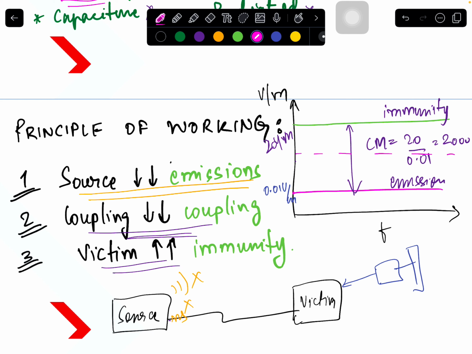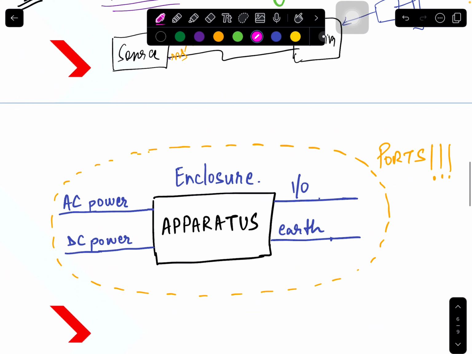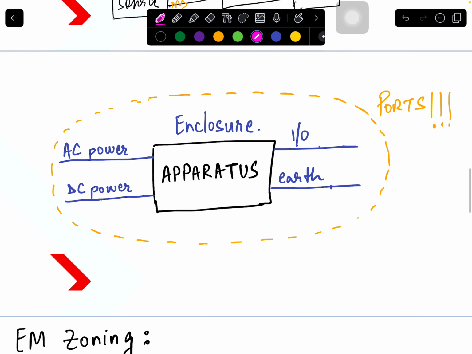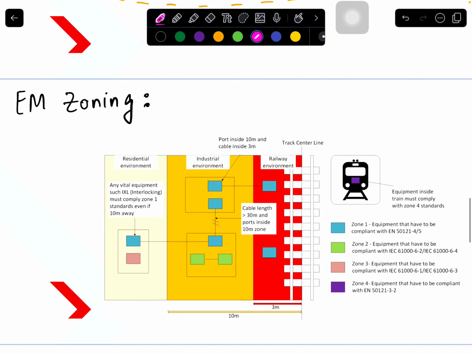We'll be going through all these steps in detail. This was just to give you a flavor of what EMC is and what we are doing. Later on, we will be going in depth into the models, as I told you, for coupling paths. And we will be talking about what the standards say, what these enclosure ports, AC power, DC power are, and the values written in them. Later we'll see about the EM zoning. You can pause the video to see the EM zoning, but this is decided by EN 50121-4-5 and EN 50121-3-2. We have used these standards in order to design this EM zoning, which is followed in most of the cases.